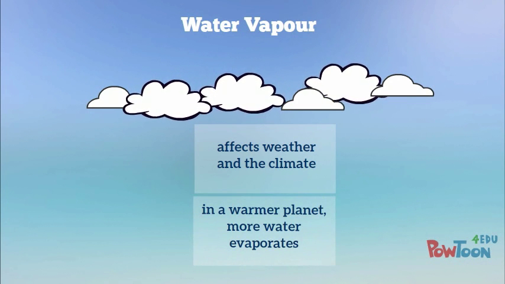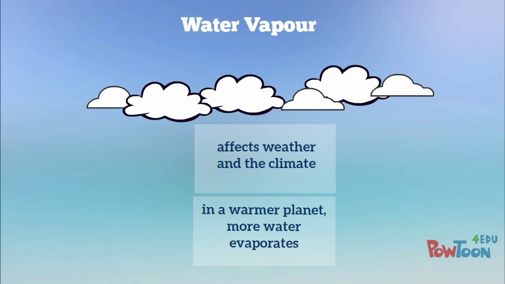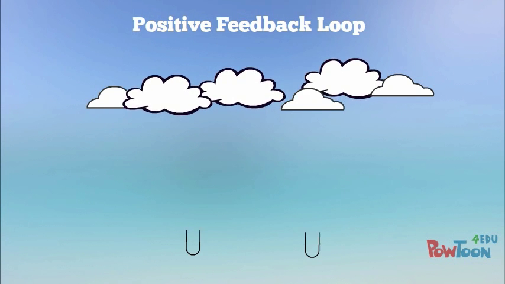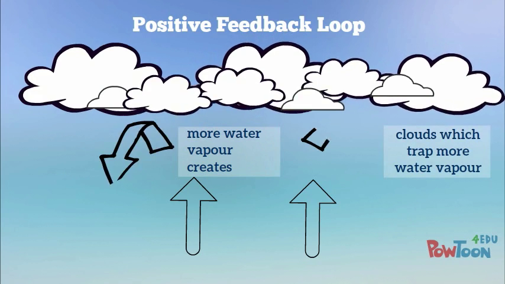Water vapour, which is naturally present in the atmosphere, has a strong effect on weather and climate. But as the planet gets warmer, more water evaporates from the Earth's surface to reside as water vapour in the atmosphere. This creates what is called a positive feedback loop, meaning that the more water vapour that is in the atmosphere, the more warming to the Earth's surface that will occur.